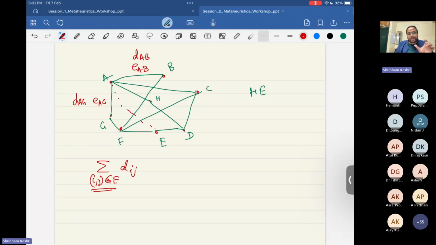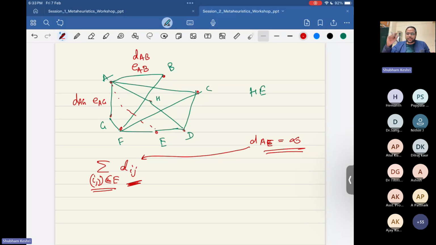So I will assign that value to infinity. So DAE will become infinity. This is how I add it to my objective function, and the solution will not take that edge. That means that there is no edge. We are adding all the edges, but if that edge value, that distance, is infinity, the solution will not take that edge. So both are the same thing.